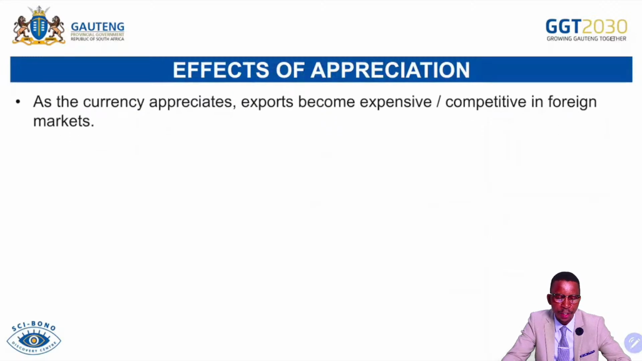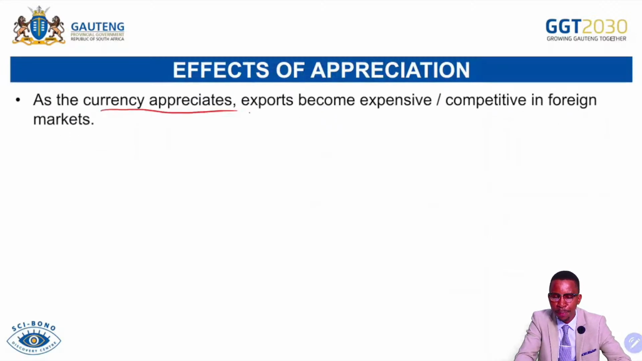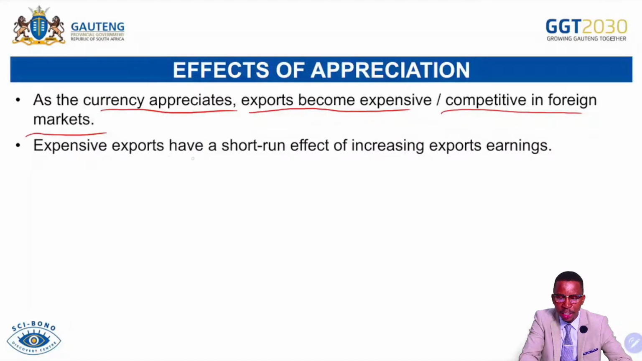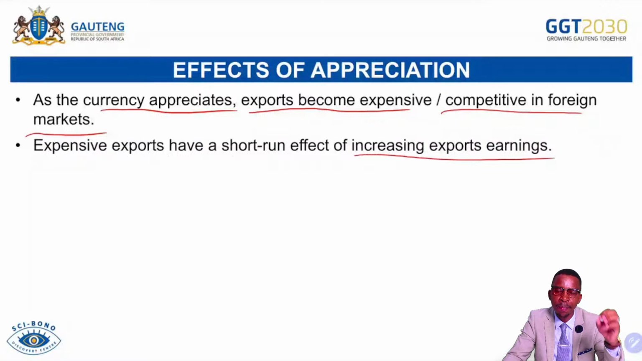The effects of appreciation: as the currency appreciates, exports become expensive comparatively in foreign markets. So as our goods are sold abroad, our exports will be expensive. So they become competitive in the global market as they bring us more foreign earnings. That will be increasing our terms of trade also. Expensive exports have a short-run effect of increasing export earnings. So the short-run effect is explained in this situation.